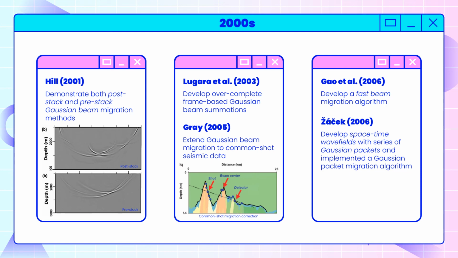Gao et al. in 2006 developed a fast beam migration algorithm designed specifically to facilitate rapid migration turnarounds, allowing for interactive velocity model building and validation by migrating only peak events. Zacek in 2006 developed a space-time wave field with a series of Gaussian packets and implemented a Gaussian packet migration algorithm by expressing the amplitude of a Gaussian packet in the form of an integral transform similar to the forward coherent state transform.